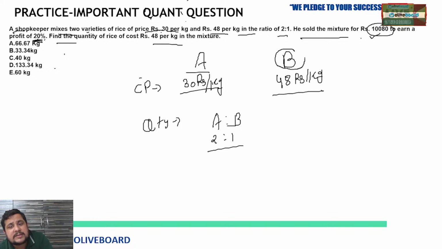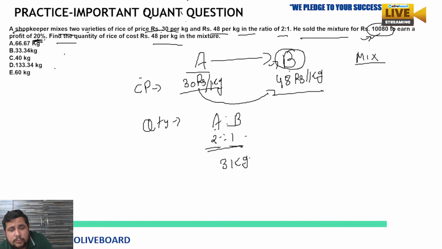48 per kg means they are asking us the quantity of rice B. We know the ratio 2 is to 1, but they are asking what the quantity of rice B is in the mixture he has sold. So first of all, we must know the total quantity. Whenever you have to decide, first of all we must know the mixture cost price. If we are mixing two different varieties, and their proportion is also given to us, 2 is to 1, so we assume there are 3 kg of rice, because 2 plus 1 is 3 parts. In this 3 kg, 2 kg will be from A, because 2 parts belong to A, and 1 kg will belong to B.